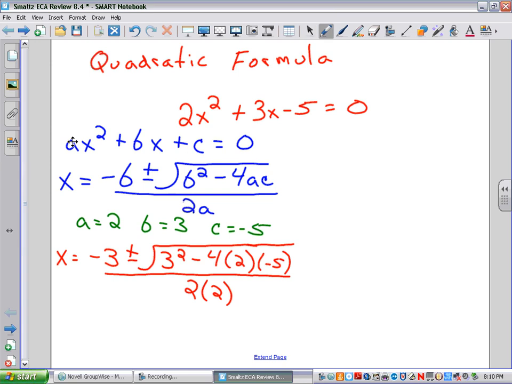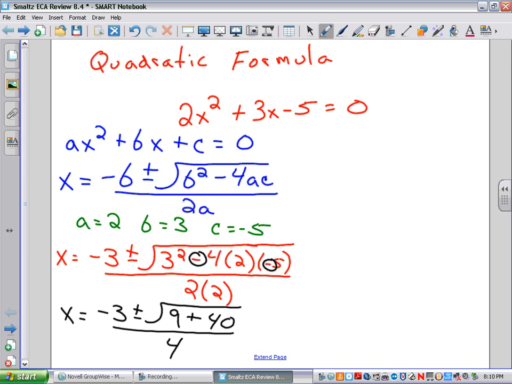Now let's start cleaning things up a little bit. X would equal, let's keep it negative 3, plus or minus the square root of 3 squared would be 9. And it's going to be, see, there's a minus and there's a minus. And so two negatives make a positive. Then 4 times 2 is 8, times 5 is 40. 40. All over 2 times 2 is 4 on the bottom.